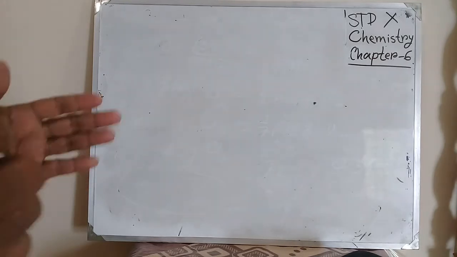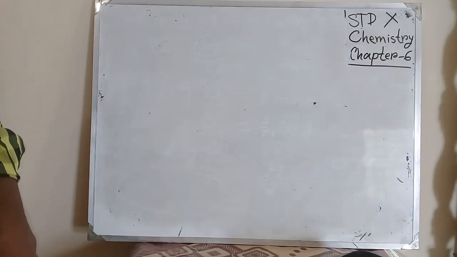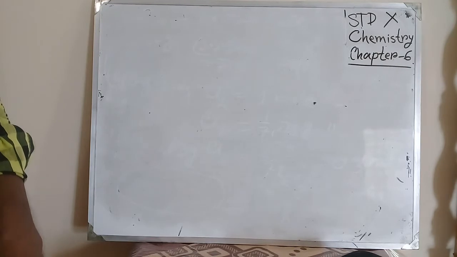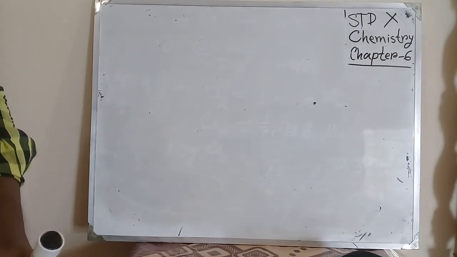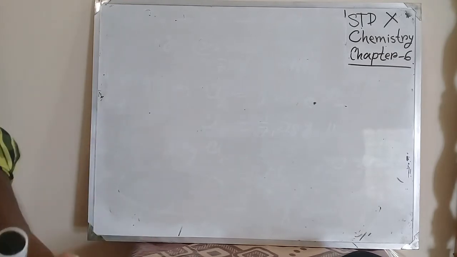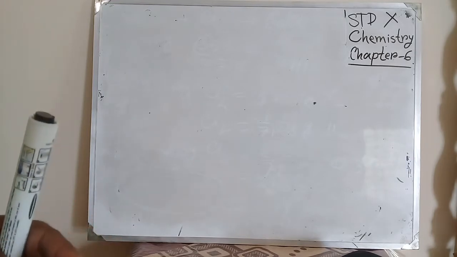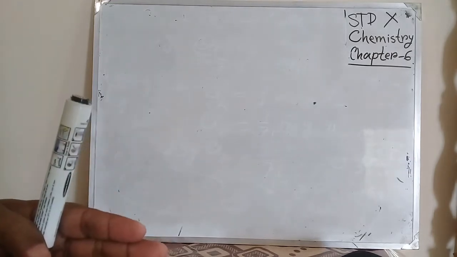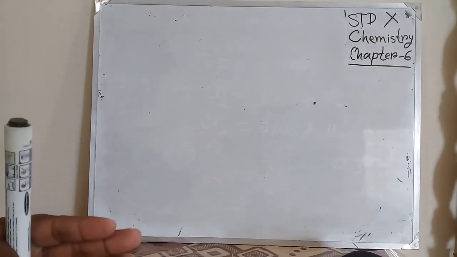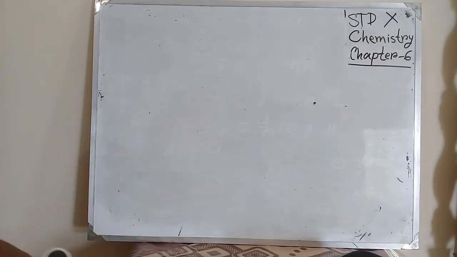The second question was why is the expected amount of product not formed? What is the expected amount? Actually, we wanted to find out 39.08 gram calcium chloride. We wanted to produce 39.08 gram calcium chloride, but this expected amount was not produced. So what's the reason behind this?